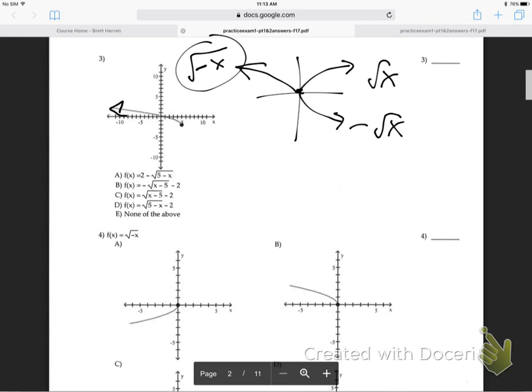So, no way B. B does not have a negative on the x. It put the negative in the front. That'd make it go down, as we said, so not B. C, he doesn't have a negative on the x either. Now, A has a negative on the x, and D has a negative on the x, and of course it could be E, none of the above. So B and C are out already.